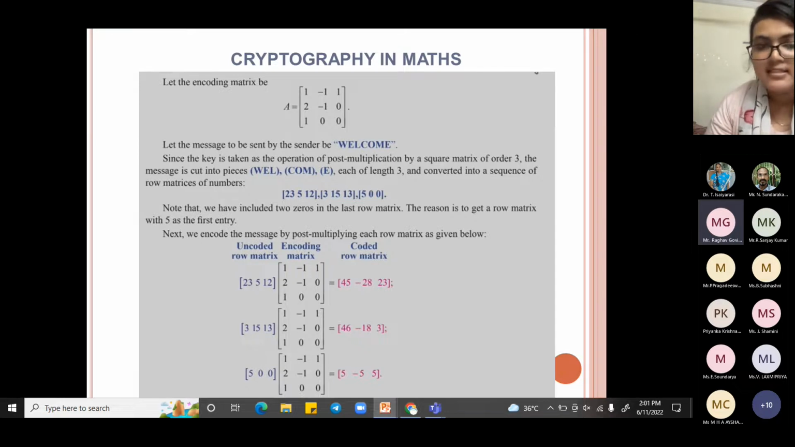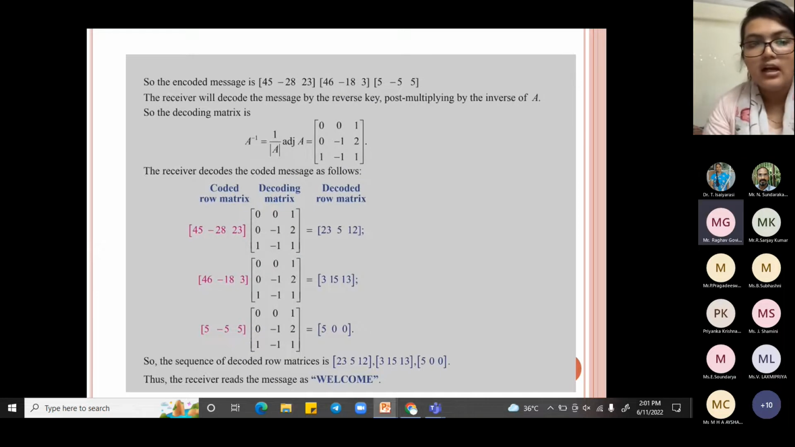So the matrix will be taken and it will be encoded. Then we will get the coded matrix by multiplying the uncoded matrix and the encoding matrix given. Then we will have the encoded message in matrix form. By using the matrix inverse, we will get the decoding matrix, and by multiplying the encoded message with the decoding matrix, we will get the decoded matrix, which will give the message as welcome.